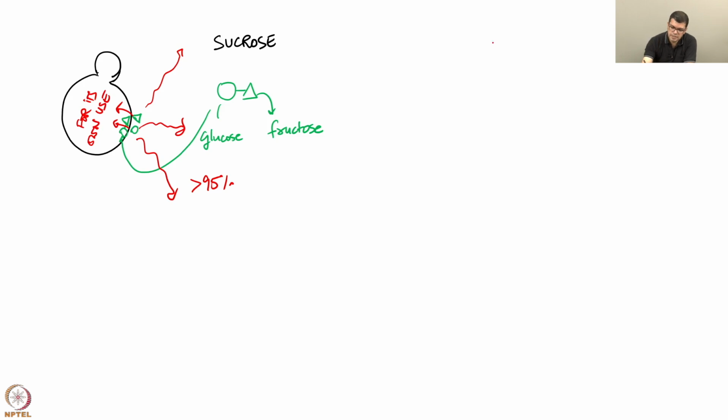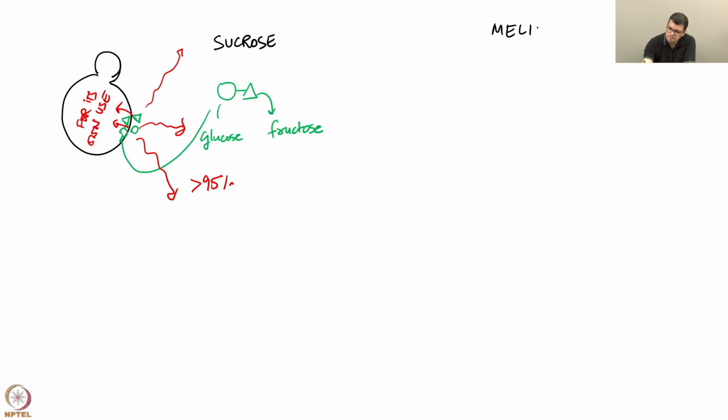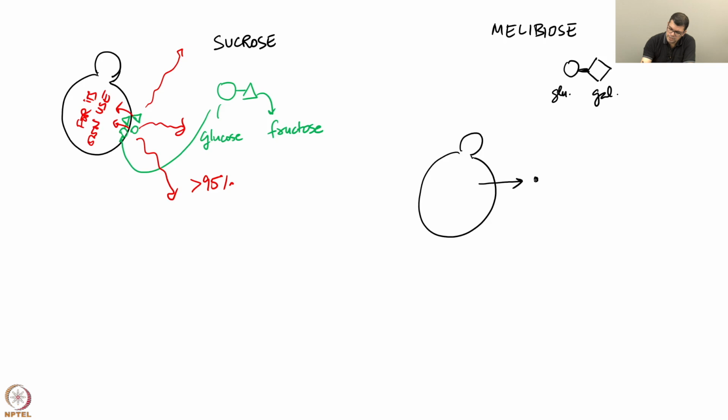The next case in yeast is a sugar called melibiose. Remember, melibiose is glucose and galactose, and these two are linked differently than in lactose. So, this is glucose, this is galactose. In this scenario, we have yeast which releases an enzyme, an enzyme which is encoded by a gene called MEL1, again the name is not important. This enzyme's job is to hydrolyze the melibiose present in the environment into glucose and galactose.